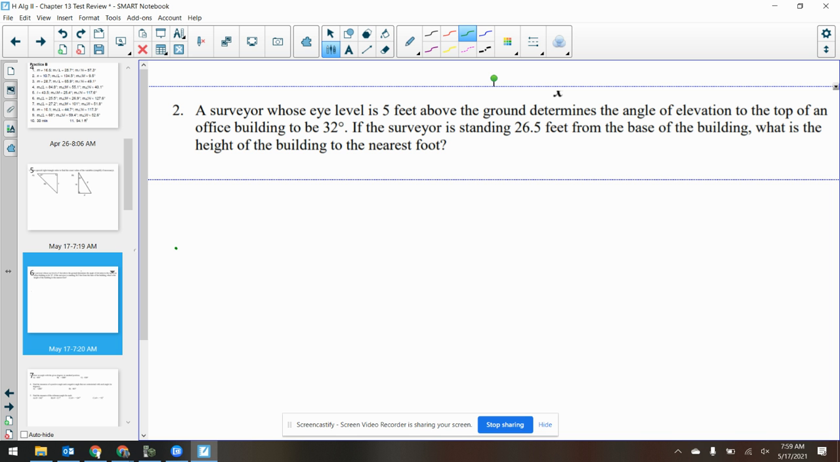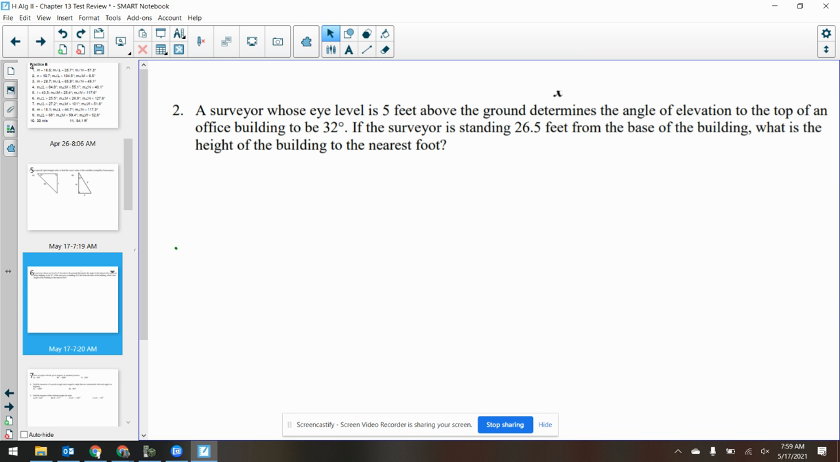A surveyor whose eye level is 5 feet above the ground determines the angle of elevation to the top of an office building to be 32 degrees. If the surveyor is standing 26.5 feet from the base of the building, what is the height of that building to the nearest foot? So what should you always do when we do one of these problems? Draw a picture. Become an artist.